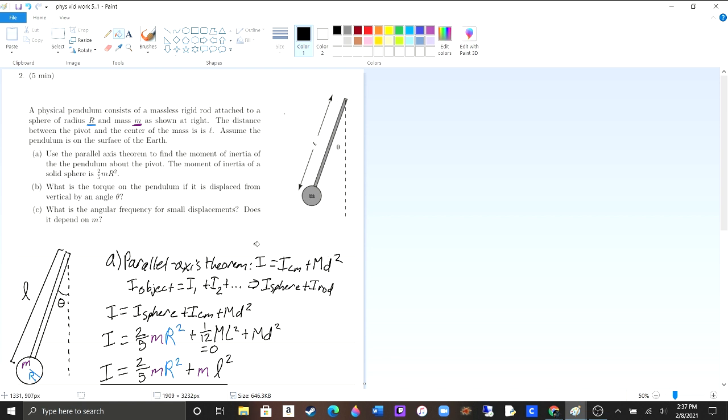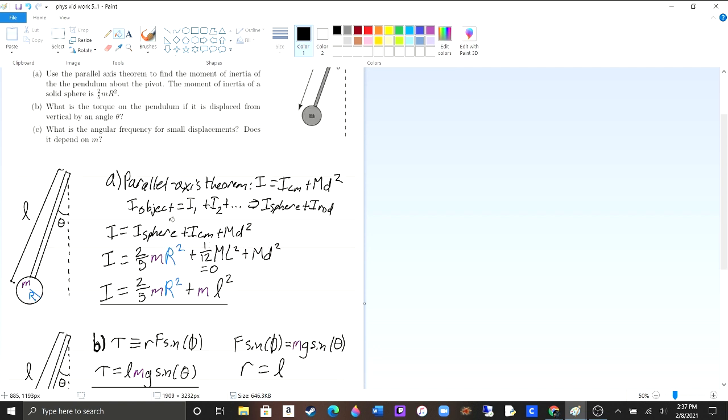Because this rod is massless, we don't need to worry about where the center of gravity is because it's all right here. So it's in the center of our sphere on the pendulum. So we get that the inertia of our object is the inertia of one of our objects plus the inertia of another object in our little system here. So that's the inertia of our sphere plus the inertia of our rod.